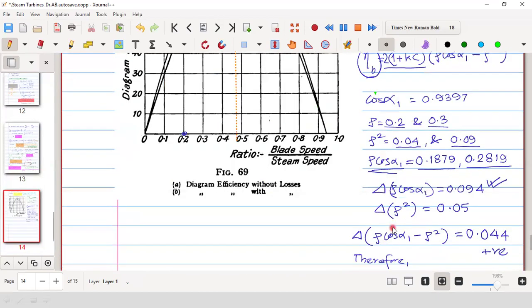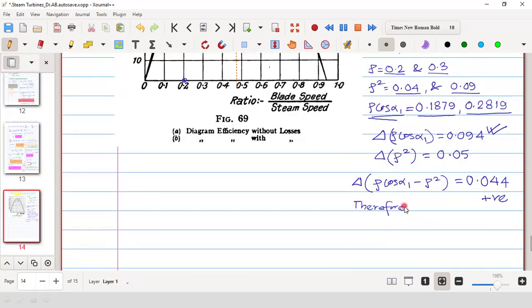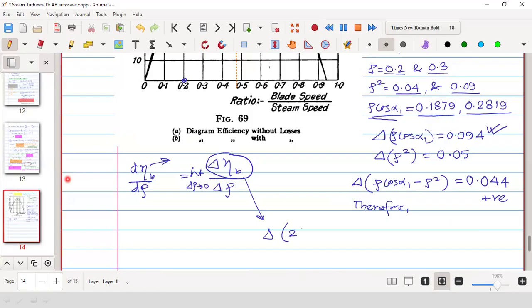এই যে চেঞ্জ অফ দ্যাট কোয়ান্টিটি, এই যে ডেল্টা অফ কস আলফা, এই ডিফারেন্সিয়েশন মানে কি বেসিক্যালি, যে আমরা করছিলাম না, যে d eta b by d rho। সো এই যে eta b, দ্যাট মিনস কি এটা বেসিক্যালি ডেল্টা অফ eta b, তাই না? ডেল্টা অফ eta b বাই ডেল্টা অফ rho, লিমিট আন্ডার ডেল্টা rho টেন্ডিং টু 0, তাই না? এই যে ডেল্টা অফ eta b, দ্যাট ইজ নাথিং বাট হোয়াট? ডেল্টা অফ 2 by (1 plus kc) into rho cos alpha 1 minus rho square, isn't it?